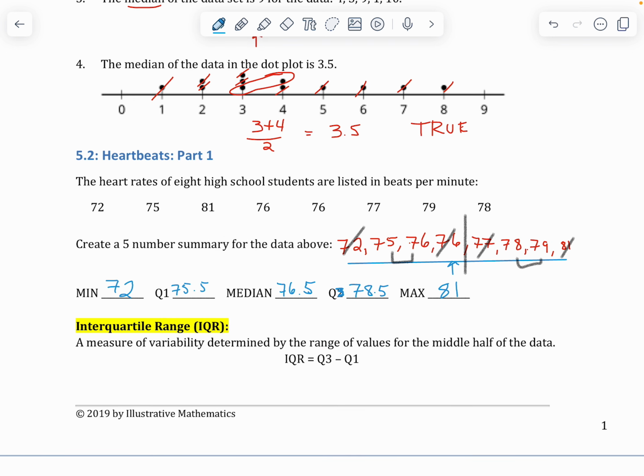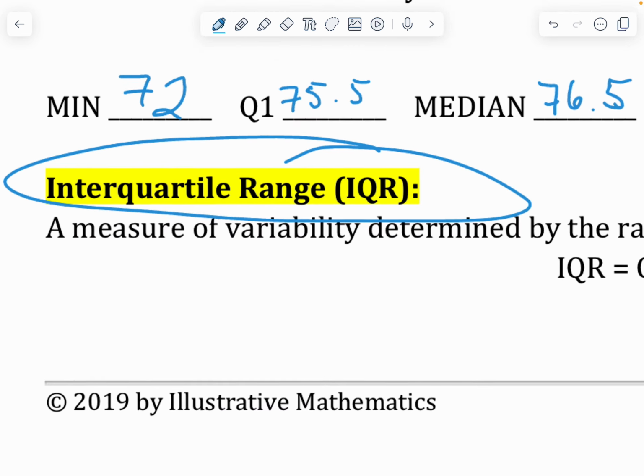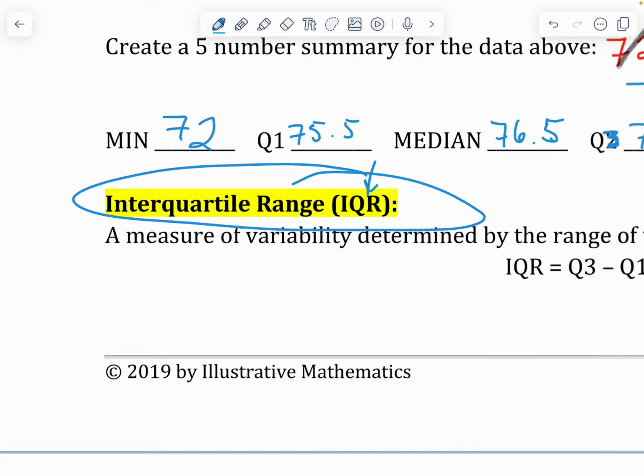Okay, so mean, median. There's a quick review of how to find those. Now we're going to find some other things, like interquartile range. It seems like a pretty big word. We often refer to it as IQR. In math, we like to abbreviate a lot. So if you see IQR, that's what we're talking about, interquartile range.